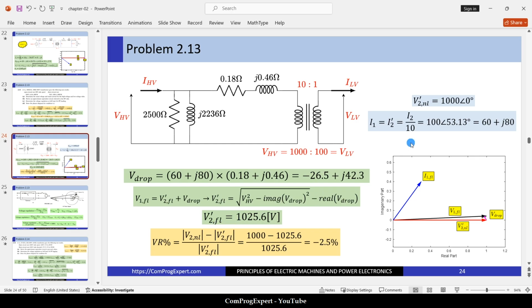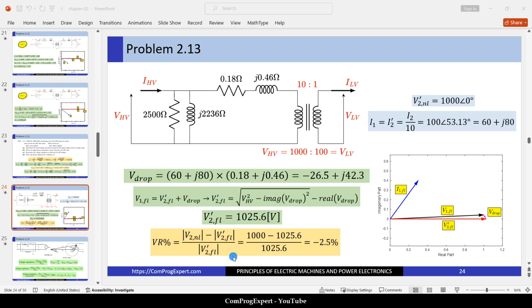The load is capacitive and the value of the voltage here is higher than the value of the high voltage. So if you replace the numbers in this equation, the value of the voltage regulation is equal to minus 2.5%, if we express this in percentage.